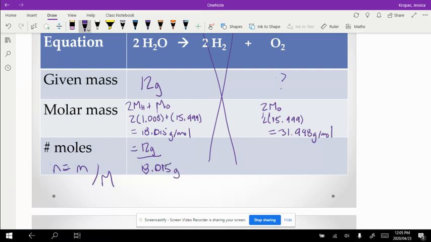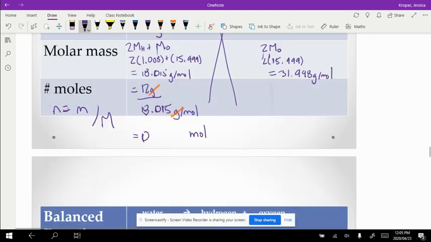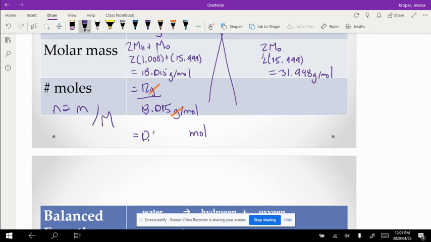And that's in grams per mole. I'm going to go ahead and cancel out my units. So my grams are going to cancel, and that mole is actually going to flip to the numerator there. And if I take 12 and I divide it by 18.015, I'm going to find that I get a grand total of 0.666 moles. All right, so my first step was to go from mass to moles.